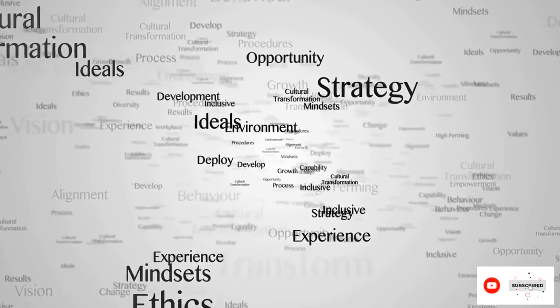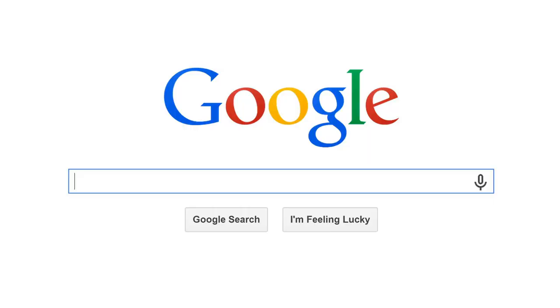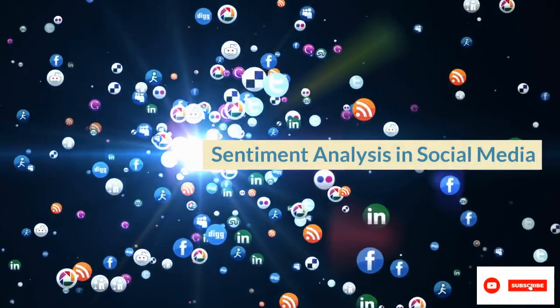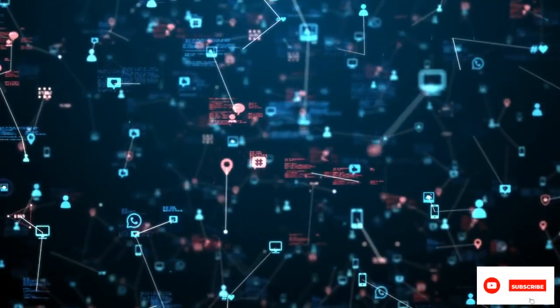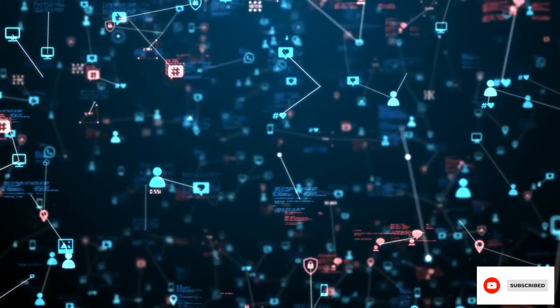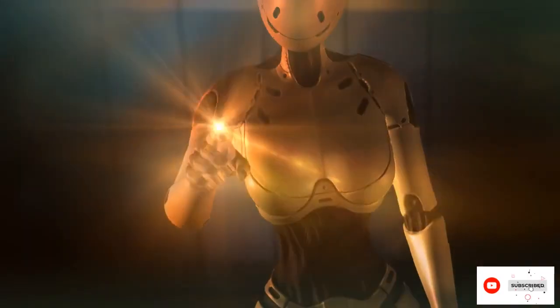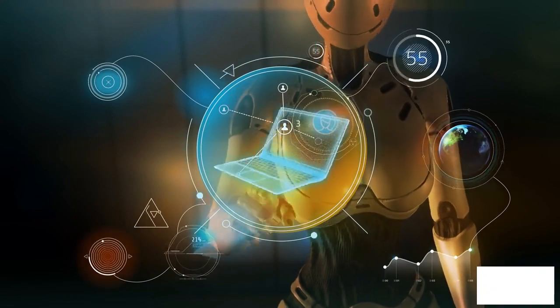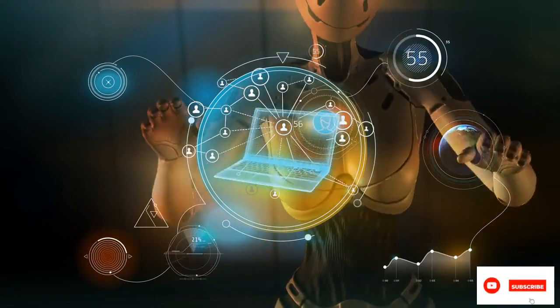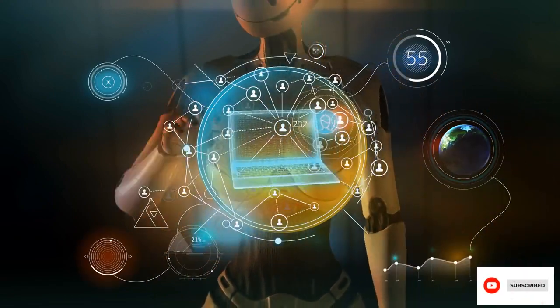NLP has revolutionized the way languages are translated. Modern machine translation systems, such as Google Translate and DeepL, employ neural machine translation techniques to provide more accurate and fluent translations across a wide range of languages. Sentiment analysis in social media. Businesses leverage sentiment analysis to gauge public opinion on social media platforms. By analyzing tweets, comments, and reviews, companies can understand customer sentiment, identify trends, and adjust their strategies accordingly.